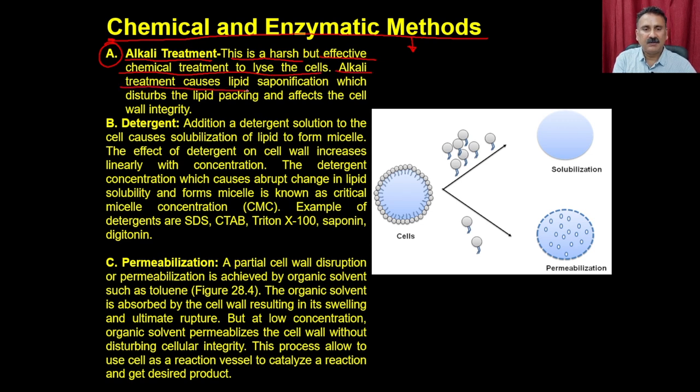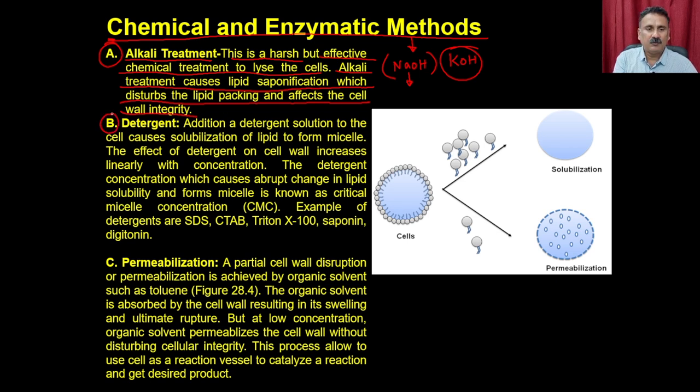Alkali treatment causes lipid saponification, which disturbs the lipid packaging and affects the cell wall integrity. So in alkali treatment, you are going to treat the cells with sodium hydroxide or other kinds of alkali like KOH. What will happen is that it is going to dissolve the lipid molecules, and that's how it is going to disturb the lipid packaging, and it is going to affect the cell wall integrity.